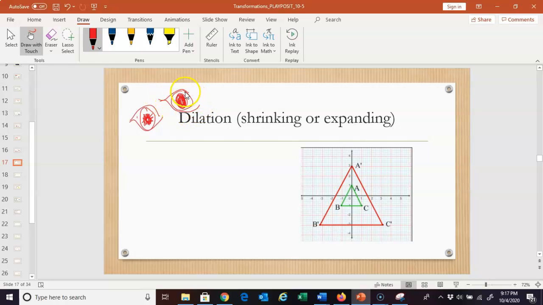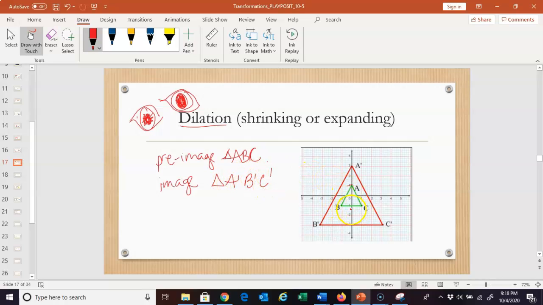That's how I remember this transformation, but dilation also means shrinking. So something can expand, it can get bigger, or it can shrink. In this example, A, B, and C is the pre-image, because it's just a regular A, B, and C. So the pre-image is triangle ABC, and the image, the shape after the transformation, is A prime, B prime, C prime.